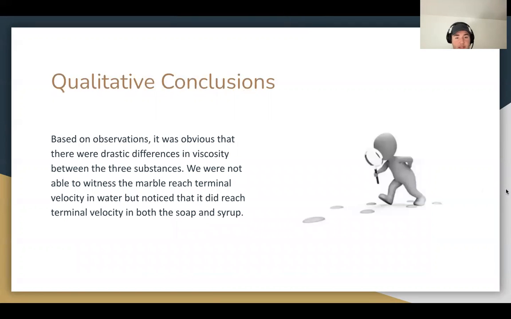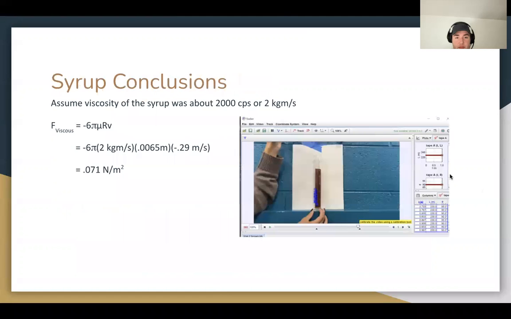All right, so based on our observations, we noticed that there were drastic differences in the viscosity between the substances. We were not able to witness the marble reach terminal velocity in the water, but we did notice that it reached terminal velocity in both the soap and syrup. For our syrup conclusions, we assumed the viscosity of the syrup was around 2000 CPS. When we plug that into the equation with our velocity of negative 0.29 meters per second, we got a viscous force of 0.071 newtons.